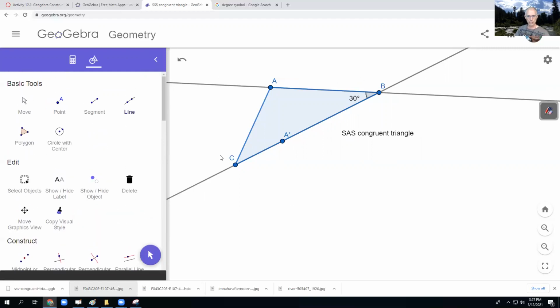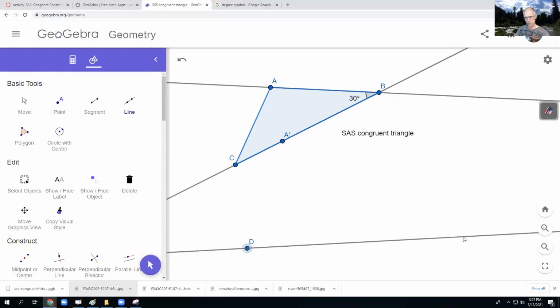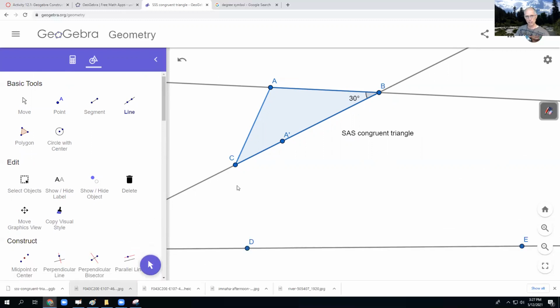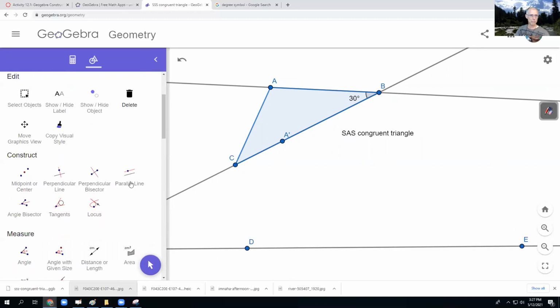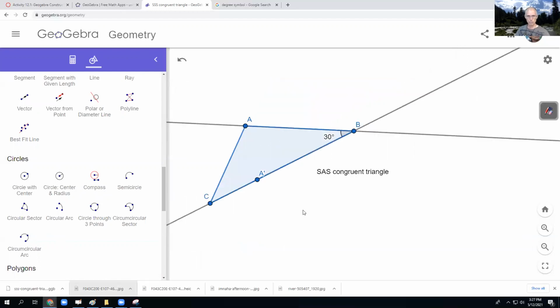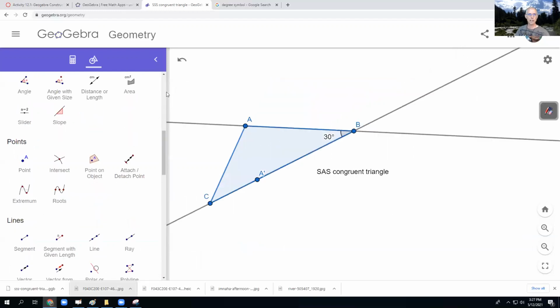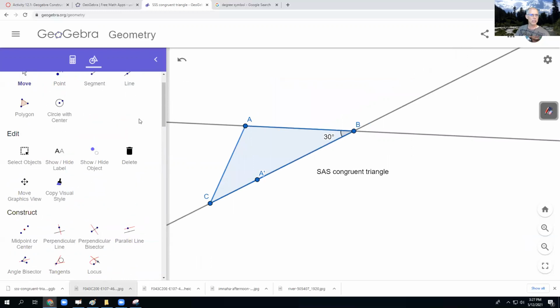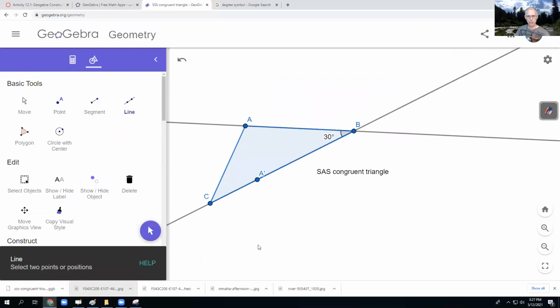So line, so I'm going to put my line down here, and then I'll reproduce CB down here, starting at point D. So now I need the compass tool to reproduce a length. Oops, I did the wrong thing. Escape if you messed something up. I guess I could have done undo. Let's try that again. Line.